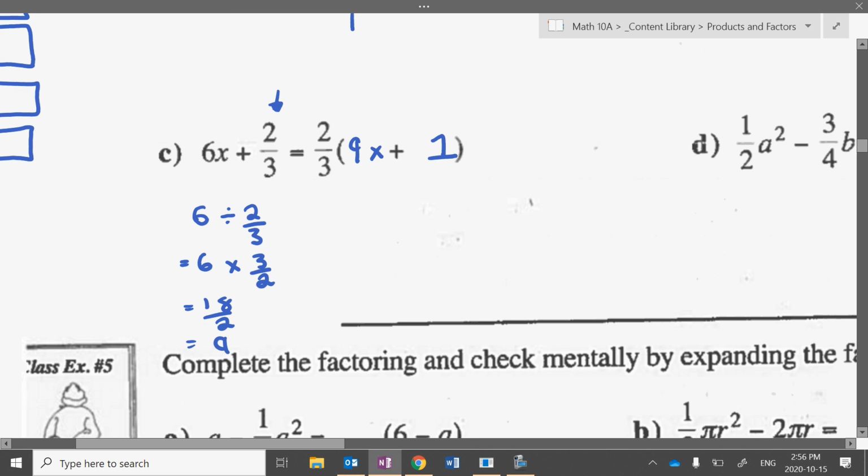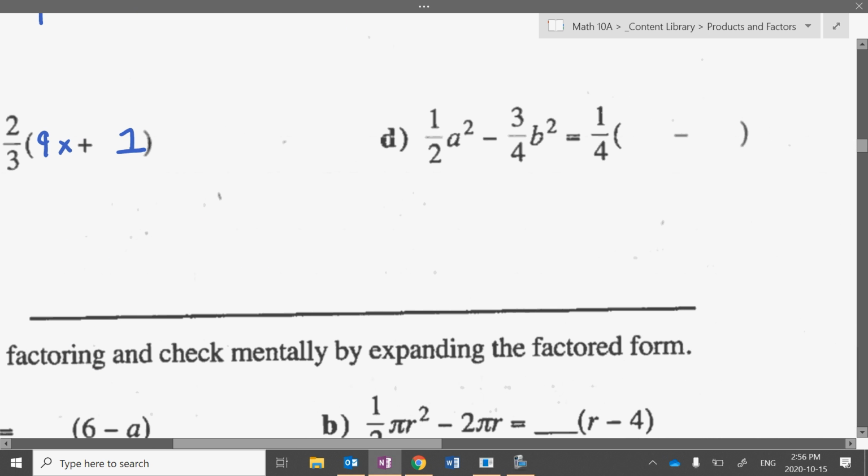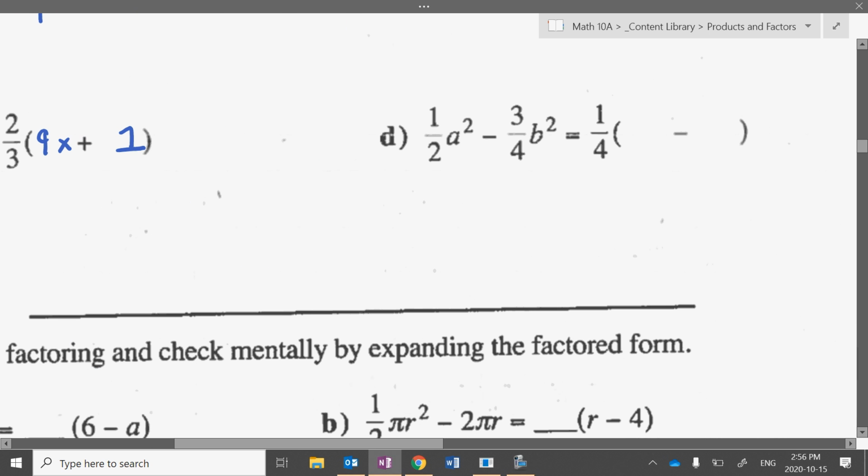I'll go through D, but D's more difficult than we probably would give you because there's 2 fractions here. They're telling us our greatest common factor is a quarter. The reason for that is there's quarters in a half and there's quarters in 3/4. How many quarters are in a half? 2. Good. Think of money again. How many quarters are in 50 cents?